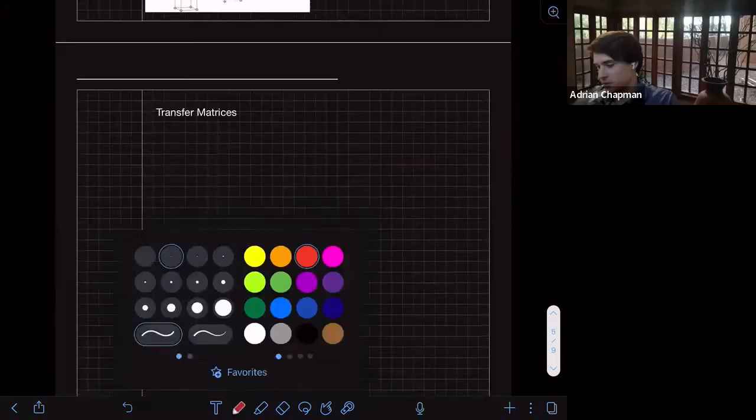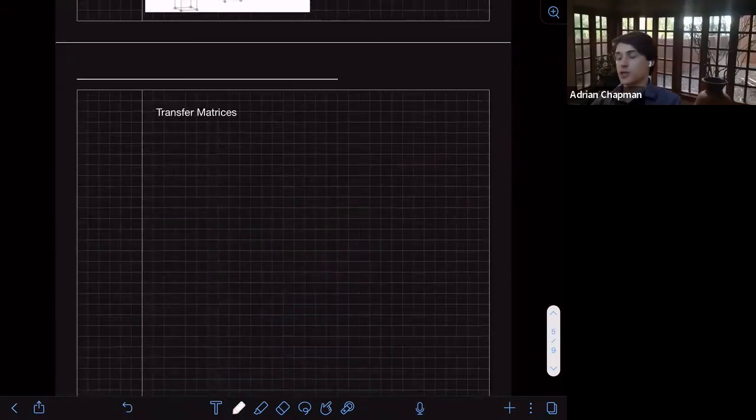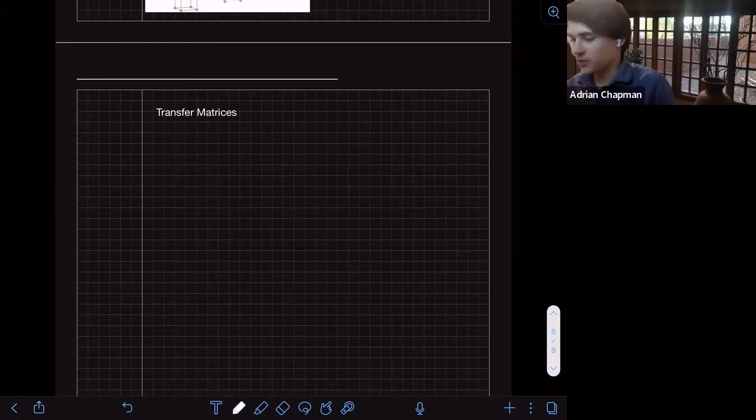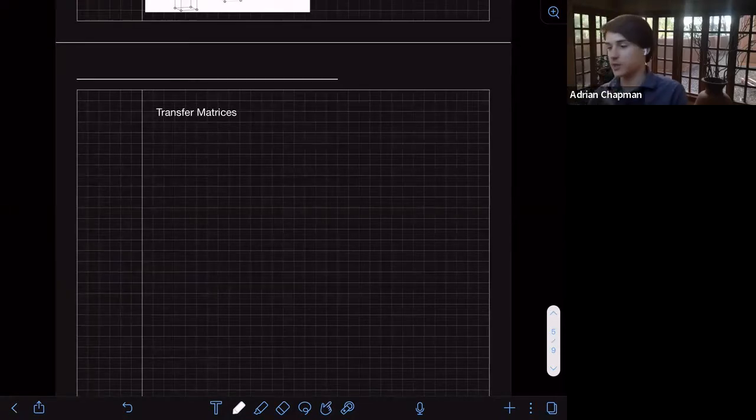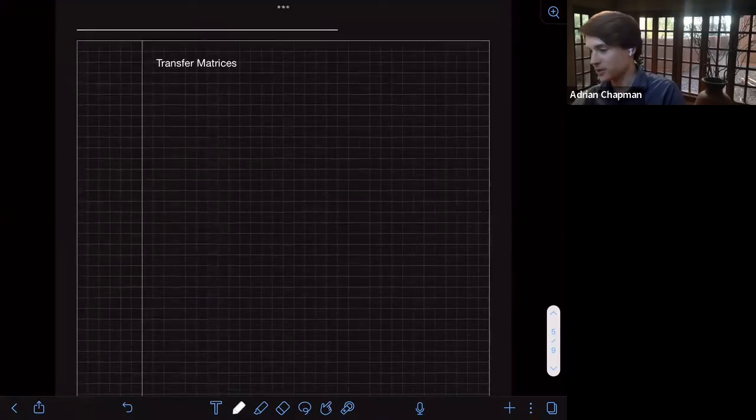So today I'm going to talk about a slightly different way of approaching free fermion solvability through what are called transfer matrices. Before getting into transfer matrices, I'll introduce the graph theoretic perspective that I tend to think of, with some more graph theoretic definitions.